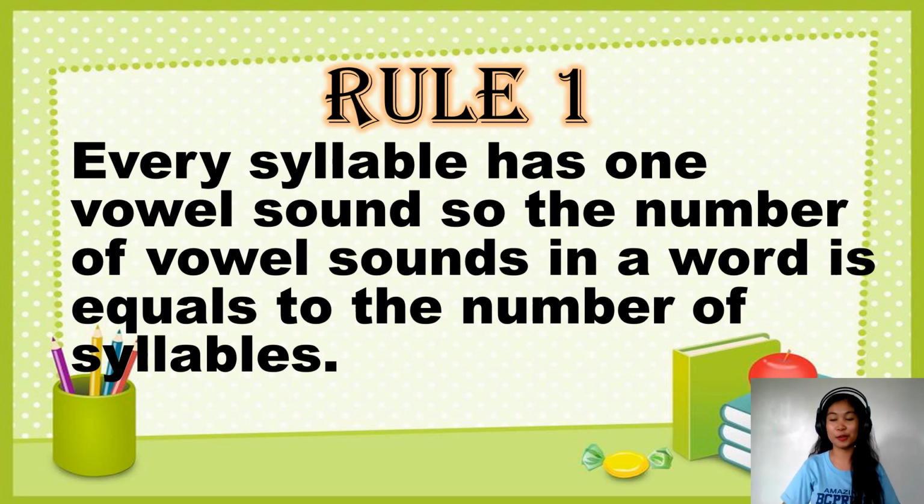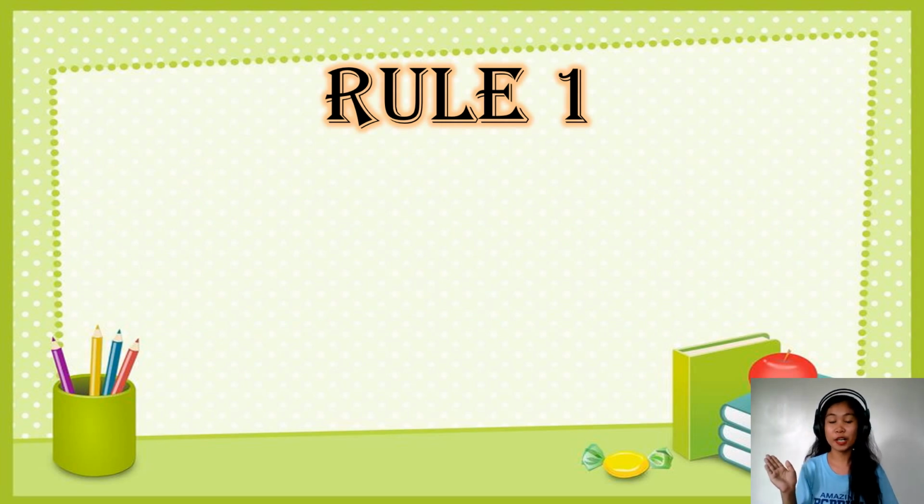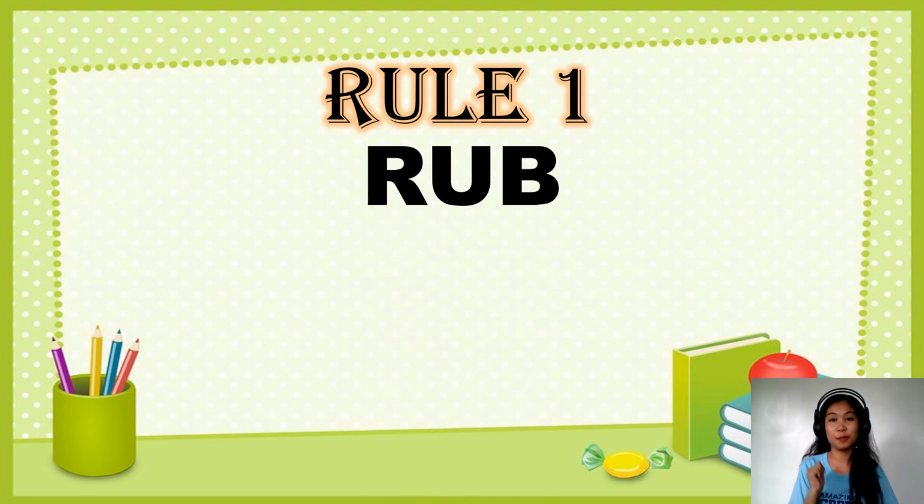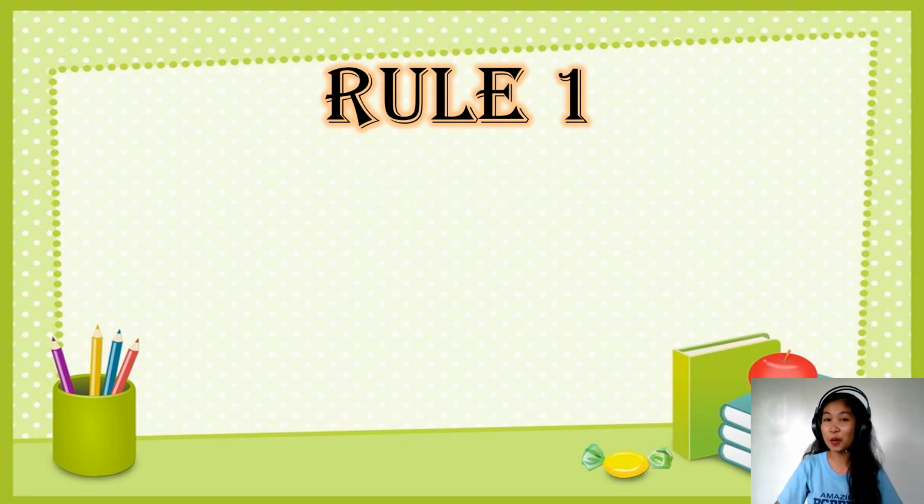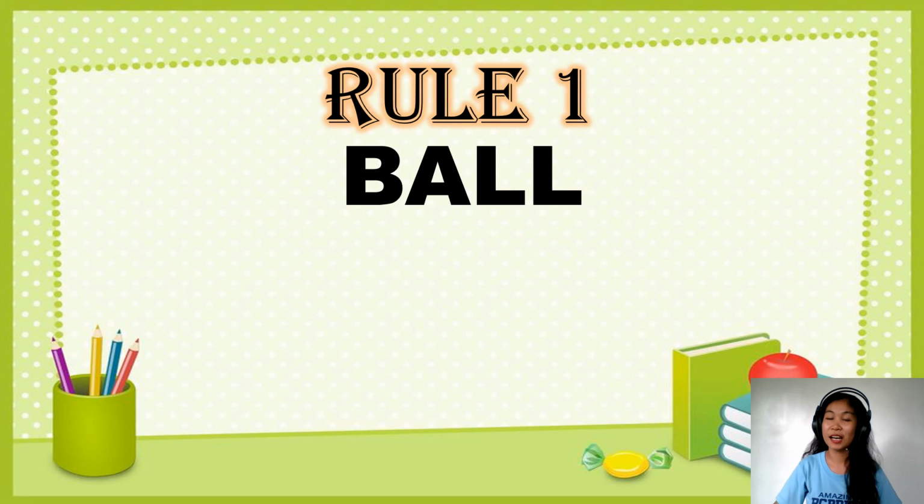Take a look at this example. Let's take the word rub. How many vowel sounds can you hear from the word rub? Correct. There's only one vowel sound here. So how many syllables are here? One. Very good. Number 2. How about in the word ball? How many vowel sounds can you hear from the word ball? Correct. There's only one.